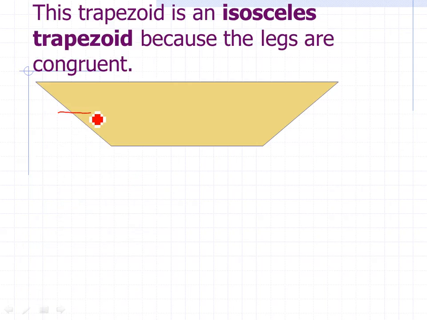So we know these two are congruent. We know these two are parallel. We know these two angles are congruent. We know these two angles are congruent.